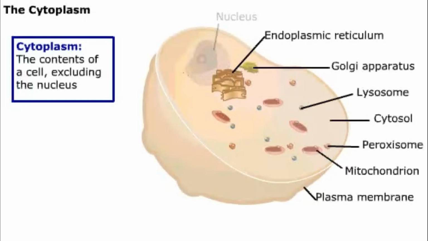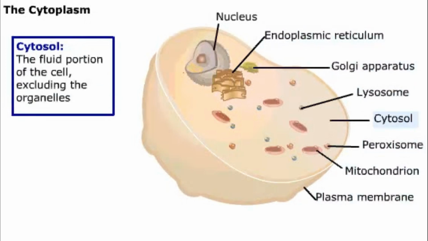First, there's cytoplasm, which includes all of the contents except the nucleus. The cytoplasm includes the other organelles as well as the cytosol, an aqueous fluid containing ions, small molecules, and soluble macromolecules.